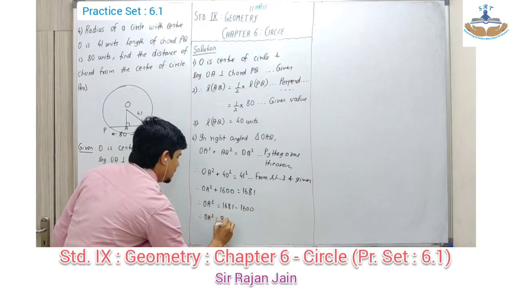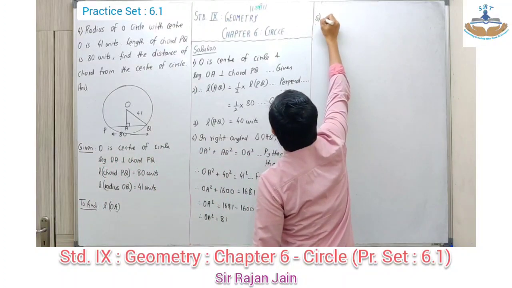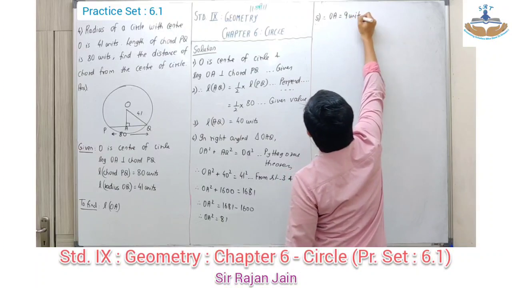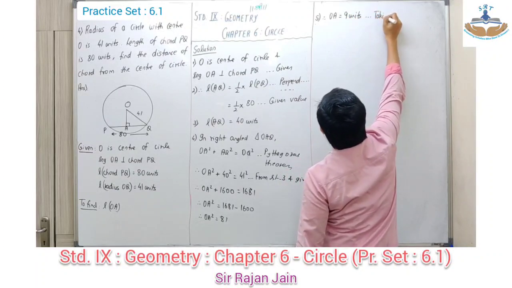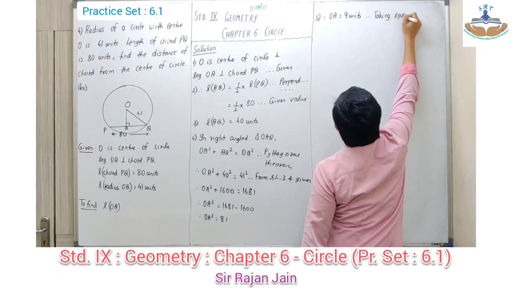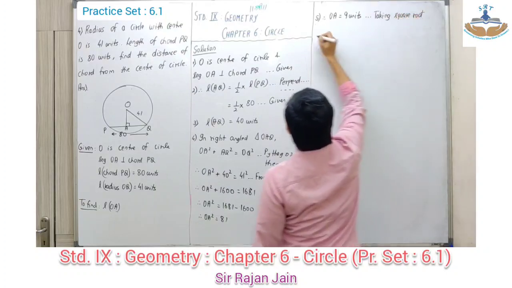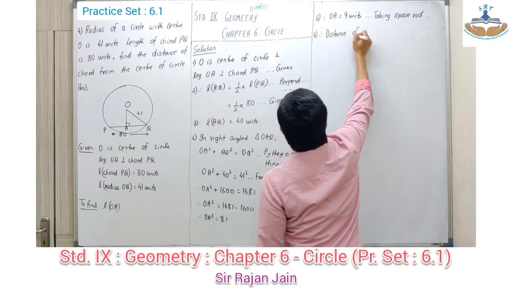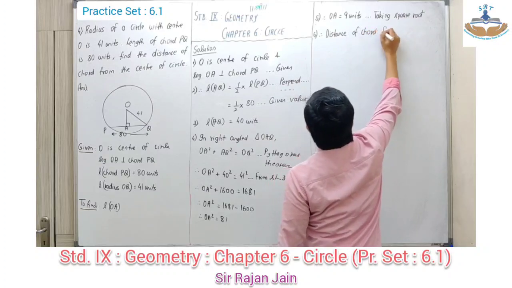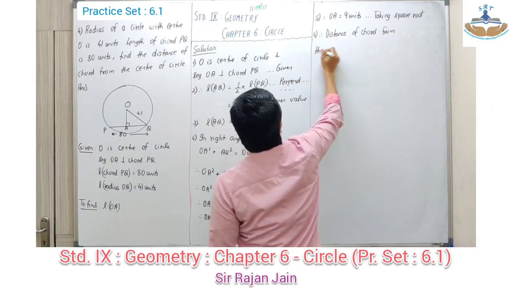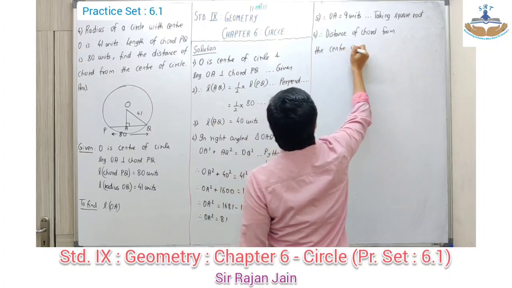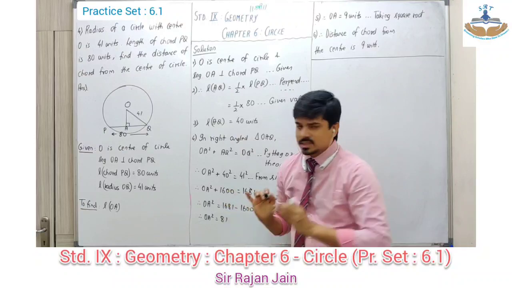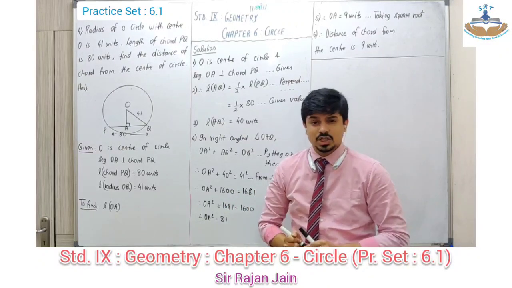OA square will be equal to 81, and when I take square root, I'll say OA is equal to 9 units. Reason I'll write taking square root. Then I'll say therefore distance of chord from the center is 9 units. Is that clear? Understood this question number 4? Now let's go to question number 5.